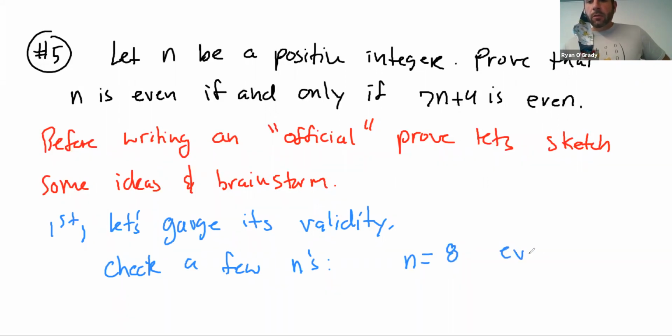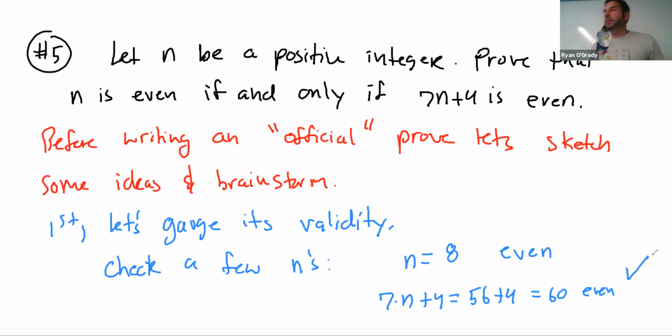And if n is 8, what is 7 times n plus 4? Well, that is 56 plus 4, which is, of course, 60, which is even. So it checks out when n is 8. Do you understand what I'm saying here? What I'm just doing is getting a feel for what this thing is asking me to verify.